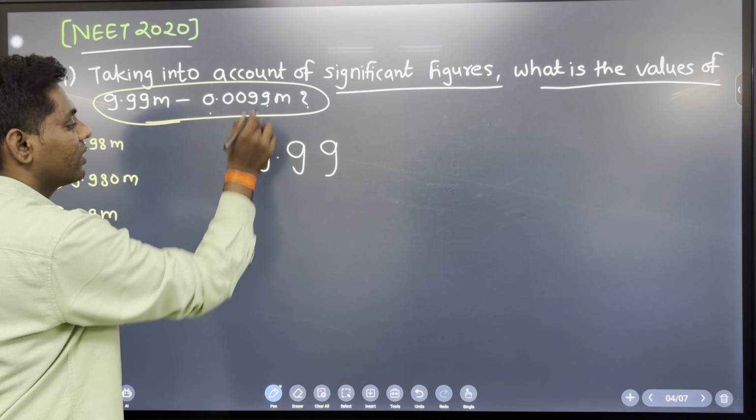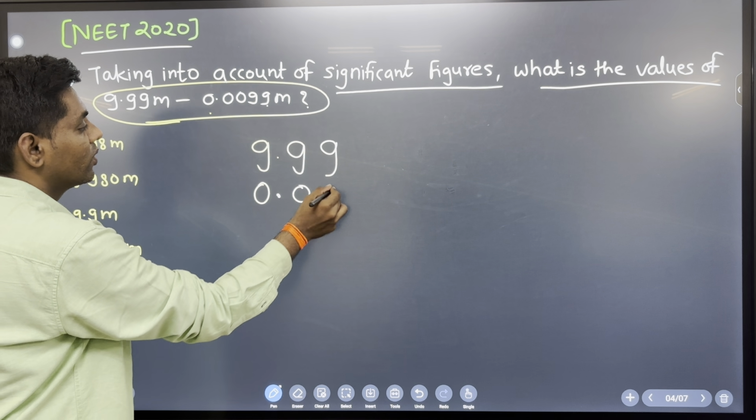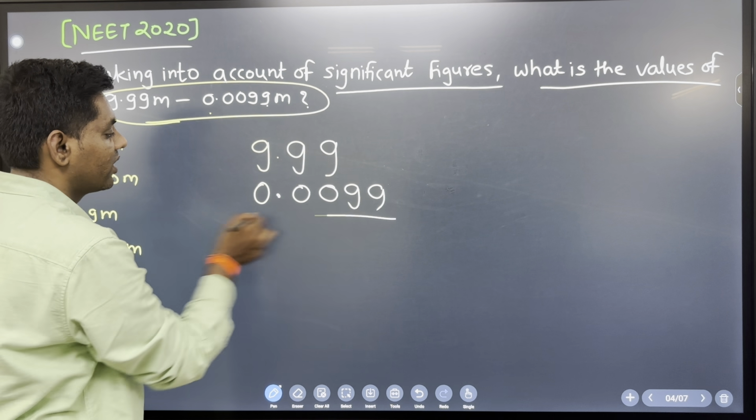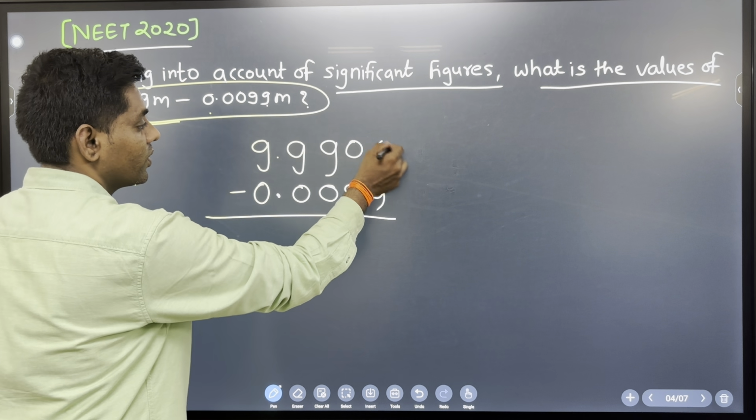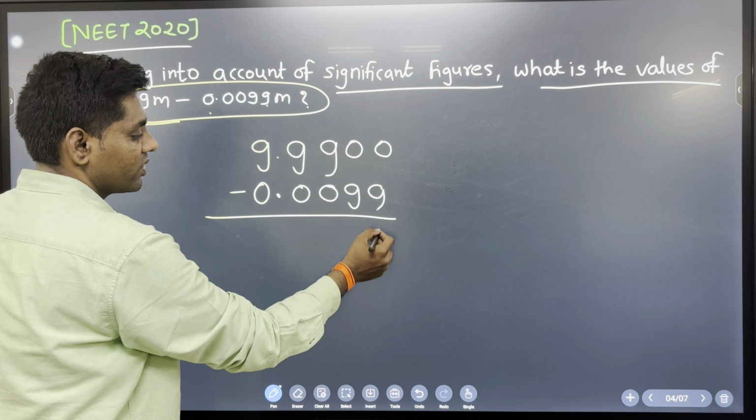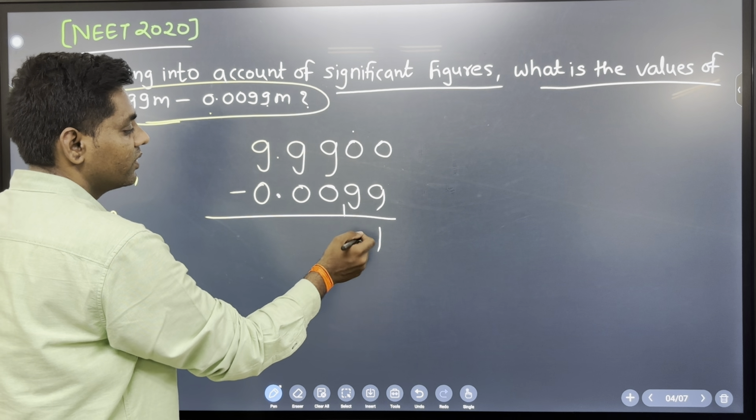9.99. Second number is 0.009 into 9. So make the subtraction between them. So what is the subtraction? जल्दी calculate करना है. Now here 0 0. So it becomes 10. 10 minus 9 is 1. It becomes 10 minus 10, 0.